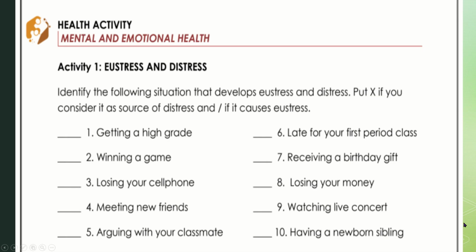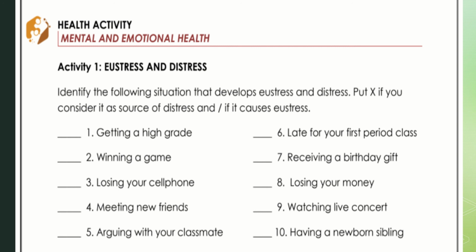So, for your activity in health, you are just going to identify the following situations that develop eustress and distress. Just put an X if you consider the following stressors a source of distress, and put a check if it causes eustress. I repeat, X if it is distress, and check if it is eustress. So let's say for example, getting a high grade. What kind of stress is it? Of course, that is eustress.